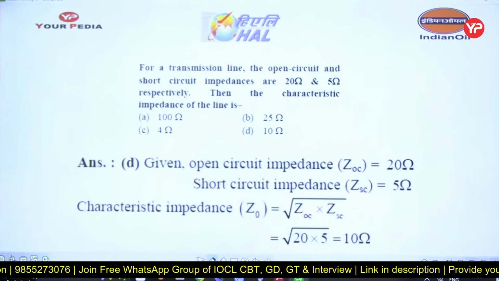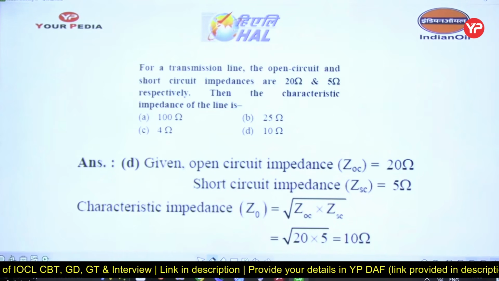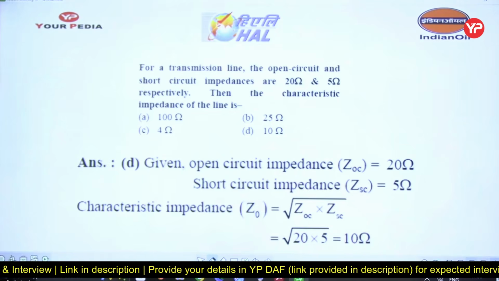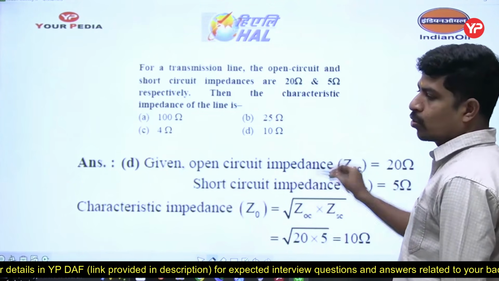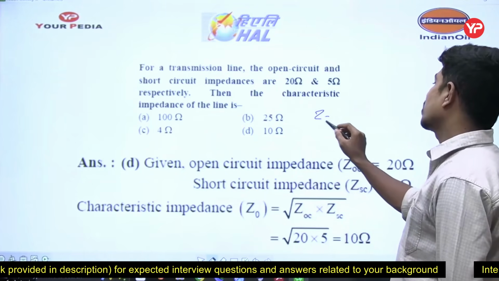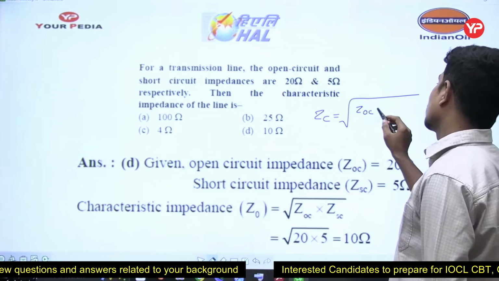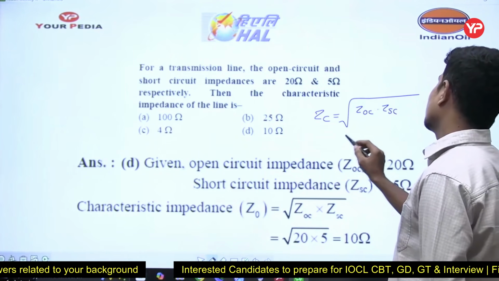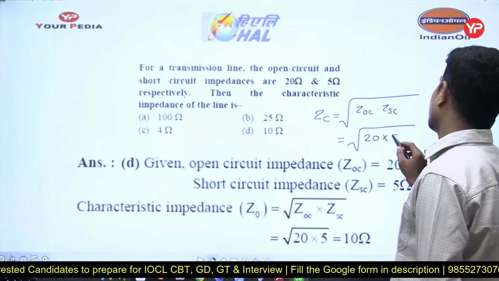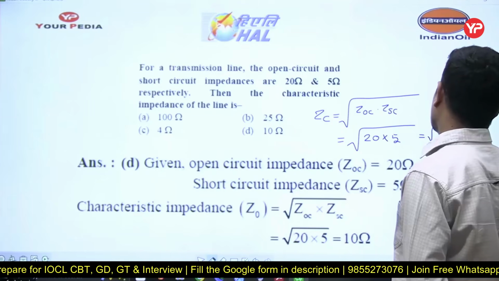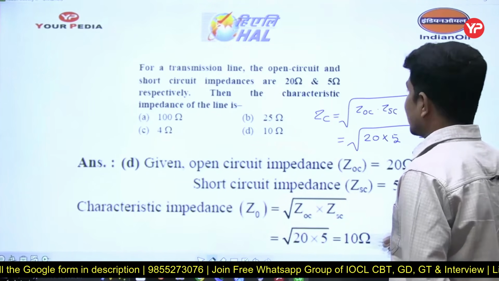Now the question is, for a transmission line, the open circuit and short circuit impedances are 20 ohm and 5 ohm respectively. Then the characteristic impedance is, just now I gave you a formula. Need not refer to this solution. ZC is equal to under root of ZOC into ZSC. So that is equal to under root of 20 into 5, that is equal to root of 100. Simply that is 10 ohms.